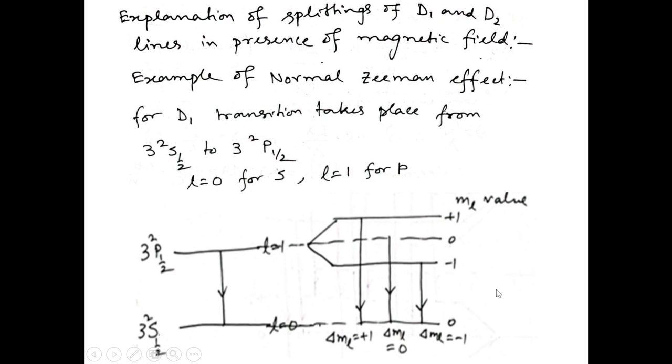So here the single line gets transformed under the transition into three lines, where the middle one is the unchanged or the initial one, because nu equals nu naught, as we have seen earlier.